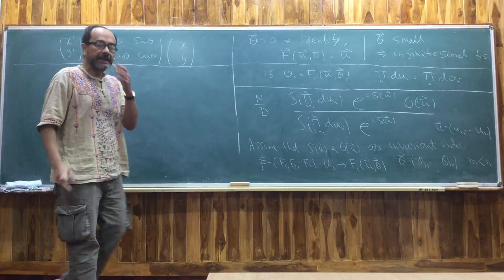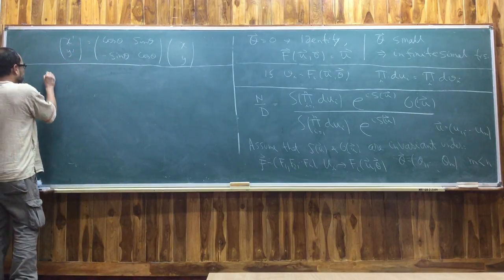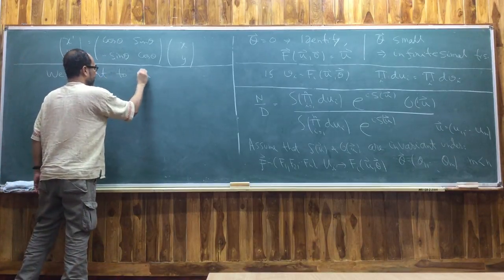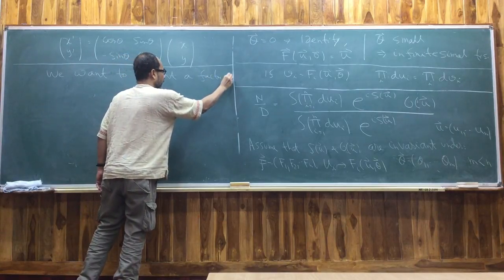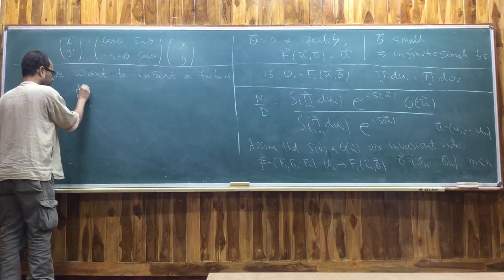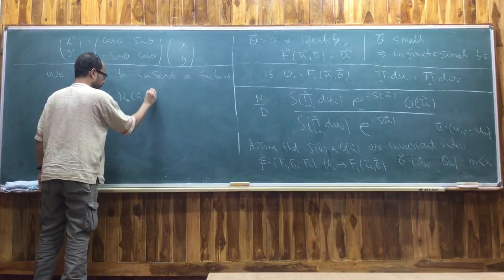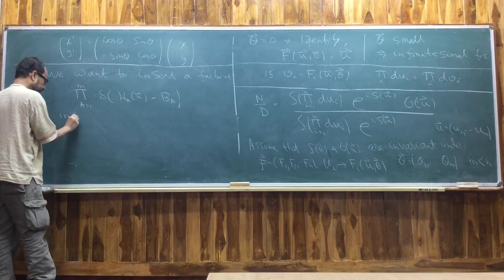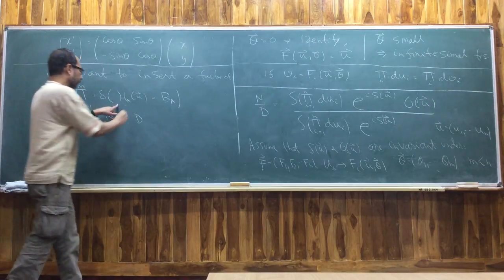So let me be a little more specific. Let's say that what we want to do is to insert a factor of product over A equal to 1 to m of delta of h_A of g(u) minus b_A inside the integral, where these h_A are some functions.